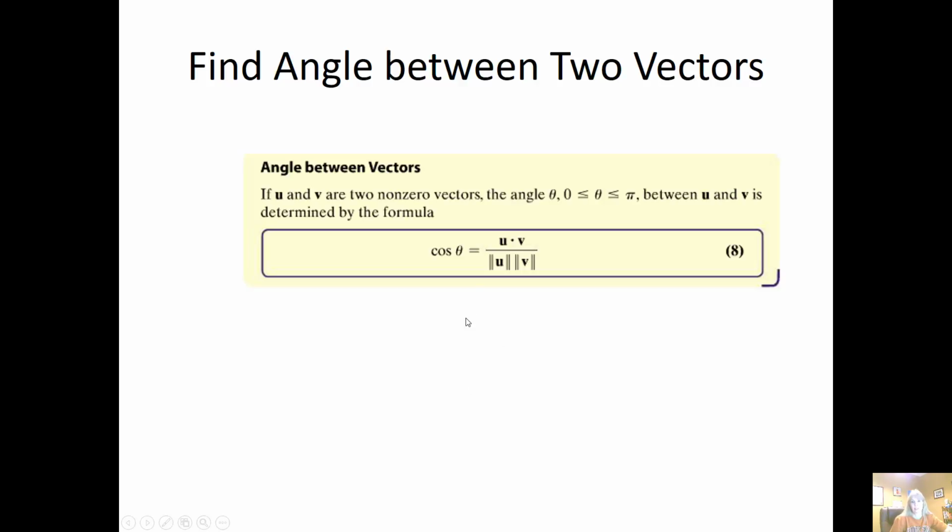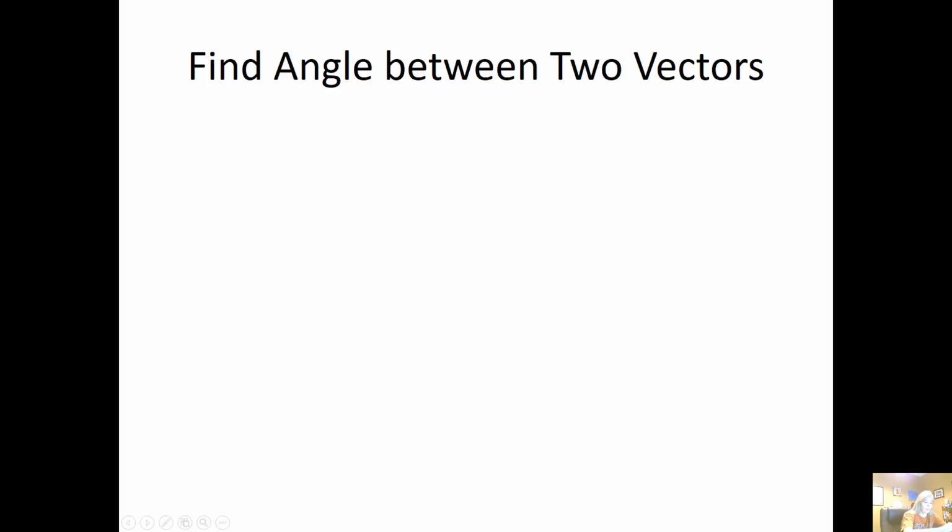Angle between vectors: this is actually pretty useful for a lot of applications. If I have two non-zero vectors u and v, the angle theta between them, where theta lies between 0 and pi, is determined by this formula. So let's see an example of one of these.